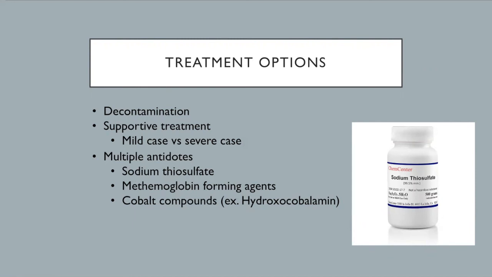Multiple antidotes are available, including sodium thiosulfate, methemoglobin-forming agents, and cobalt compounds. These compounds negate the poisoning by bonding with the cyanide to make a less toxic compound or transforming the cyanide into a less toxic derivative. In patients with suspected cyanide poisoning, hydroxycobalamin is recommended as the first response antidote. However, if severely poisoned, continuous infusion of thiosulfate is recommended. What are the correct antidotes available for cyanide poisoning?